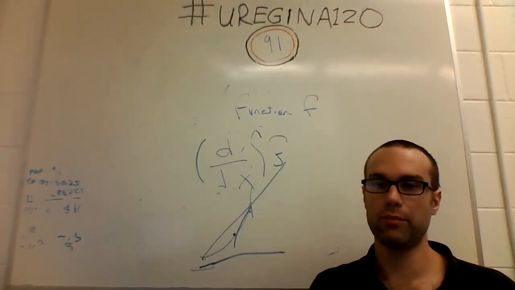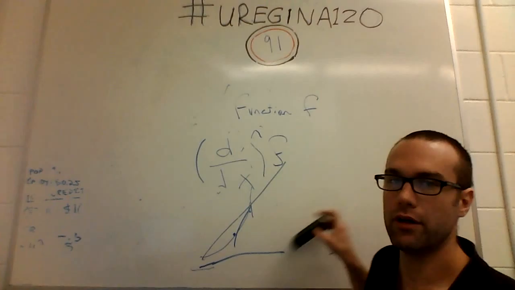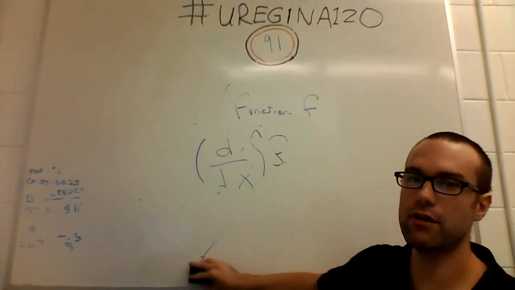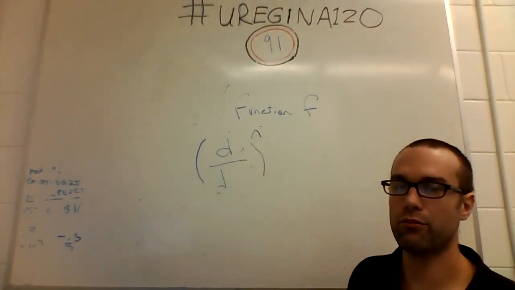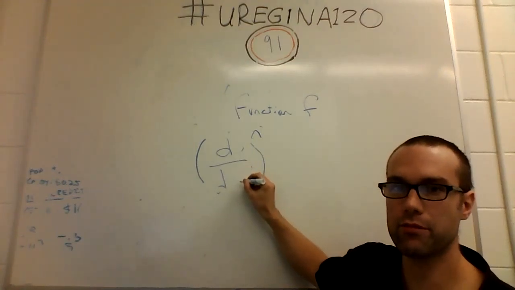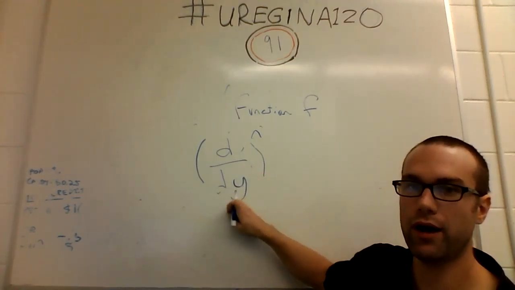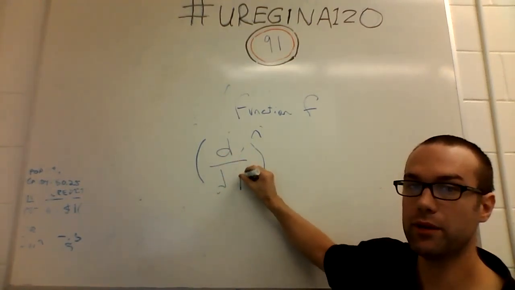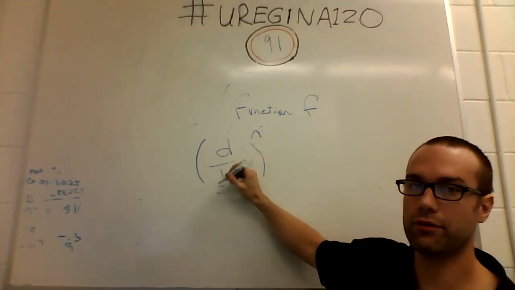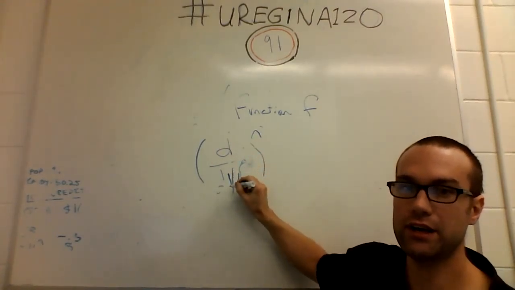As far as going back to notation, so this is all still Leibniz notation, is this d over dx. If it were not taking the derivative in terms of x, we could be talking about d over dy, d over df maybe, d over d whatever the variable that's changing is.